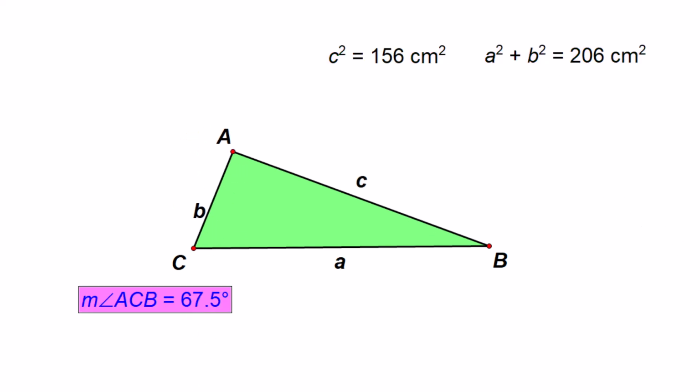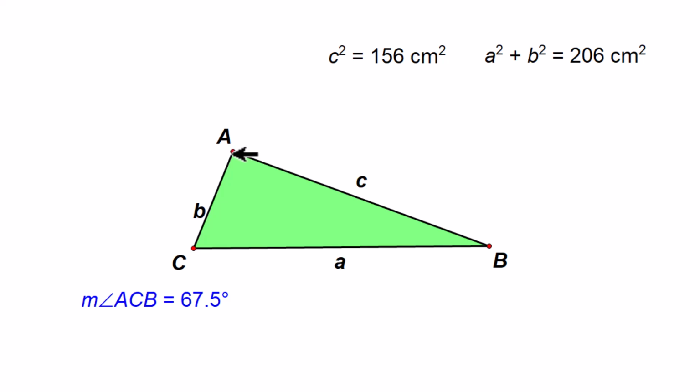If that angle is less than 90 degrees, you're talking about an acute triangle. And look at these numbers. C squared is 156 and a squared plus b squared is 206. C squared is smaller than a squared plus b squared, and we have this cute little triangle. You know, like acute, you get it? Oh, dad jokes in geometry.